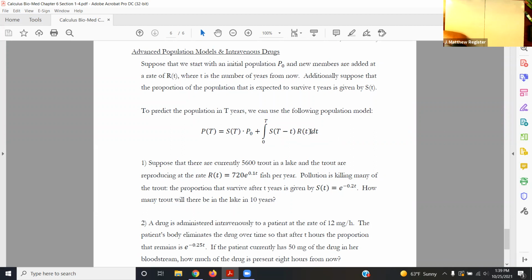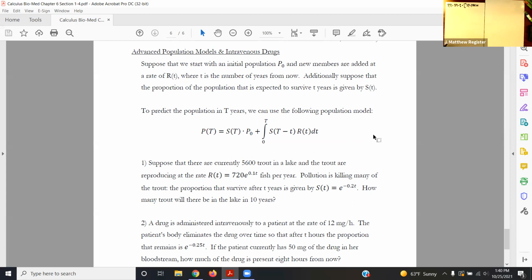If you want, you can try and go into how you come up with this, but that might be a little bit more advanced than what we want. What we really want is for you to be able to calculate things using this model. And so let's do number 1. Number 2 is essentially the same, but let's do number 1. And I'll write all of the information out as it comes along. So we'll start with this formula. P of T is equal to S of big T times P0 plus the integral from 0 to big T of S of big T minus little t times R of little t dt.